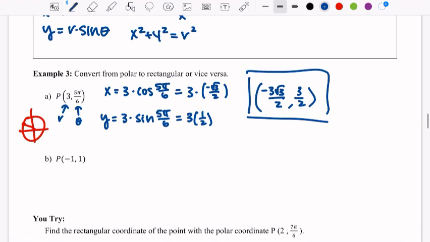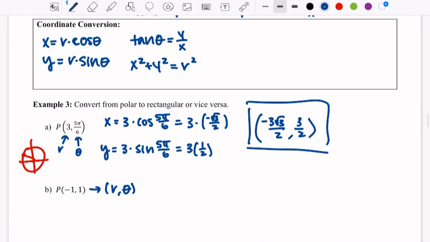Okay, the next one. Here we are given the point negative 1, 1, and that's in rectangular form, so we're going to write it in polar form. We need to get an r and we need to get a theta out of this. In this case, it's probably not useful to use the x or the y here because we have 2 variables that we need.